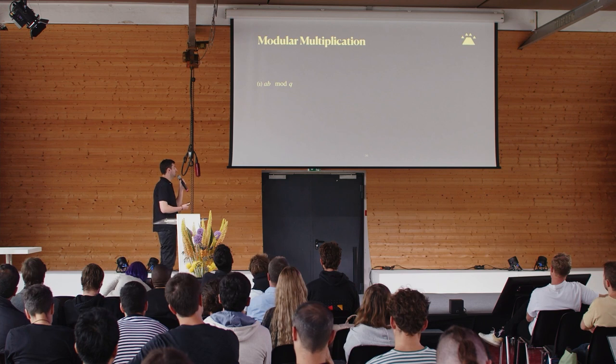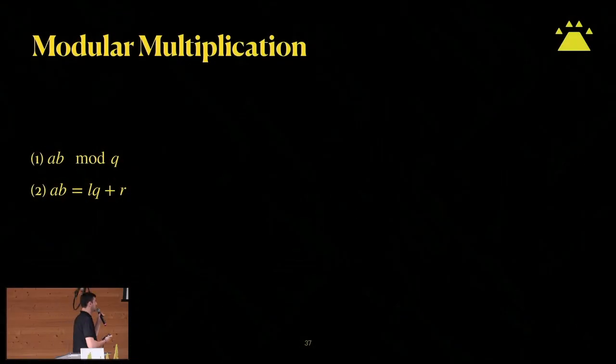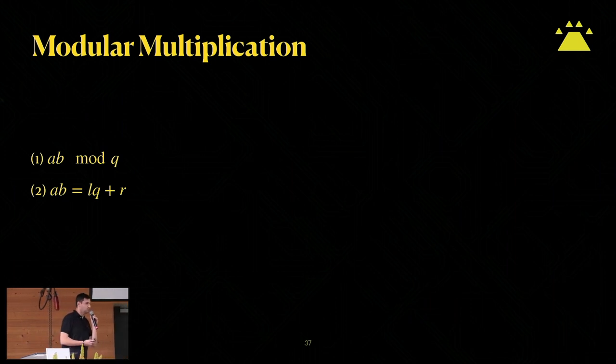So let's develop it a bit, right? Basically, AB equals some number that we don't know times Q, which we need to repeat.